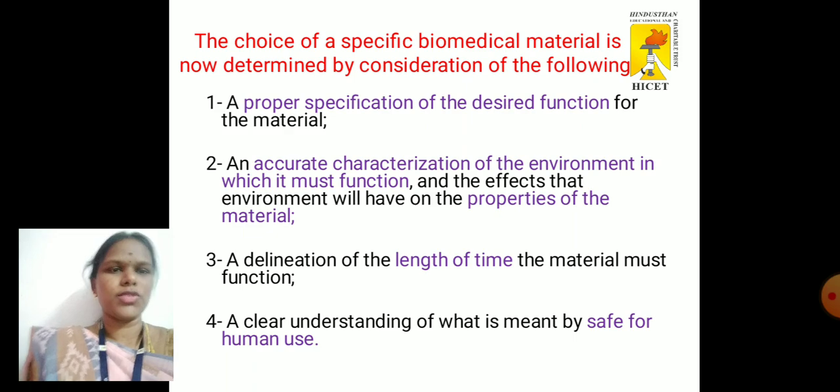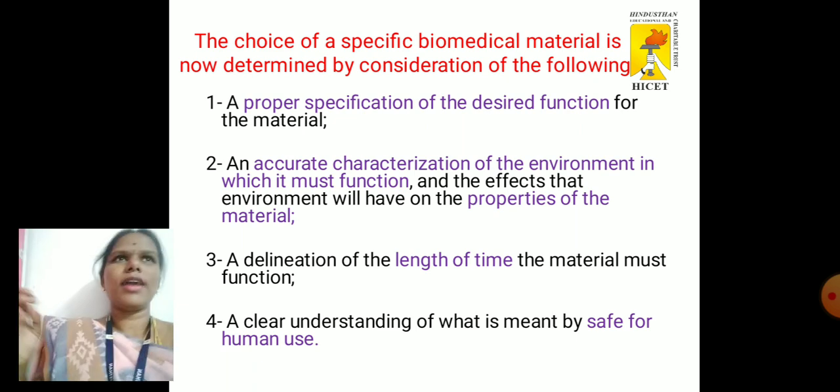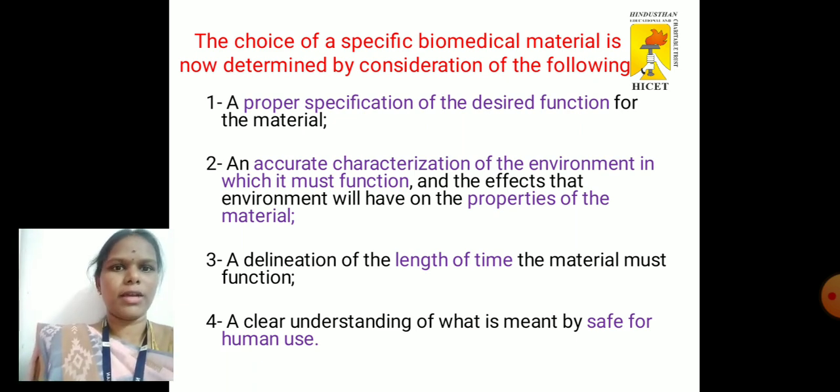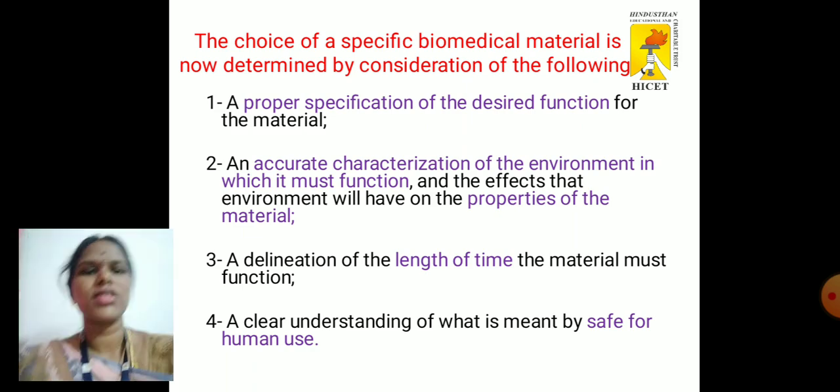And finally, and most importantly, you have to think about whether the biomaterial is safe for human use. To recap, first, think about the proper specification and the desired function; second, how long the biomaterial should be doing the function inside the human body; and third, where the biomaterial will be placed and what the environment will be, whether it is a salty environment, a soft environment, or a protein environment. And finally, whether the material is safe for human use.